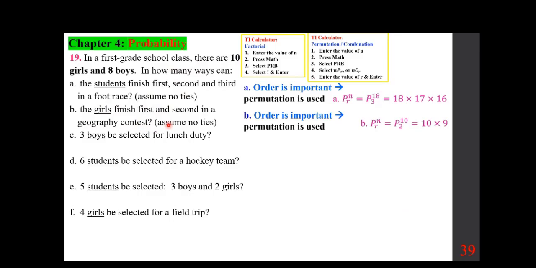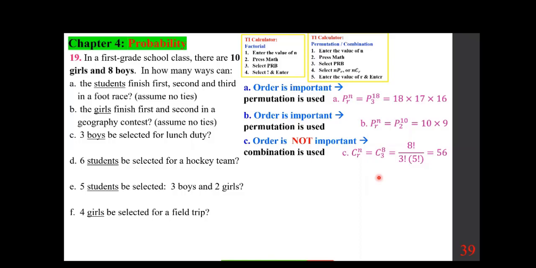Now, 3 boys be selected for lunch. Out of 8, we want to pick 3. Order is not important, combination. So combination of 8, pick 3. Again, I'm hoping everybody can see the concept as to why it's a combination, why it's a permutation. The rest is very simple.